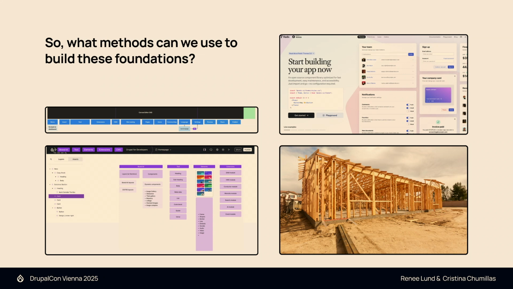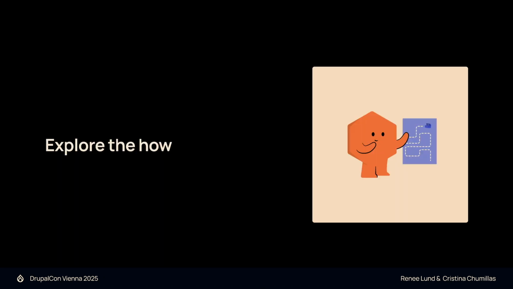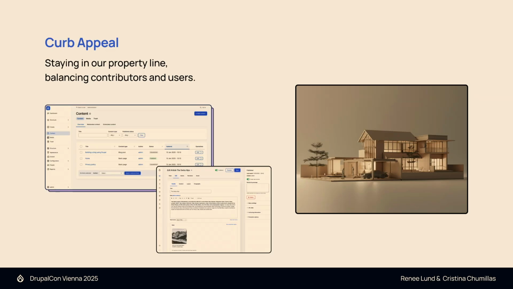And again, give us that bird's eye view so we could start plugging and playing with the design system of Radix and being able to move a little bit faster because we planned well. So how? Explore the how. We wanted to make sure that we had the curb appeal. We're staying in our property line and we're balancing contributors and users.